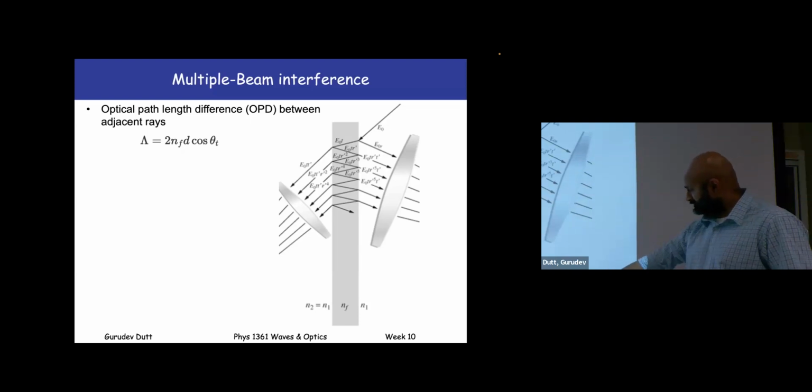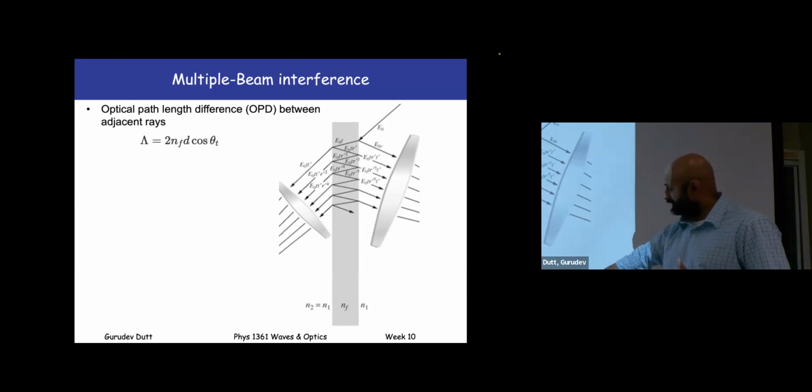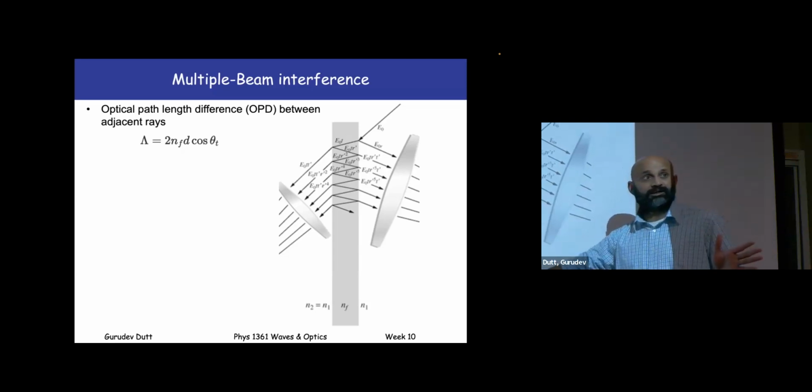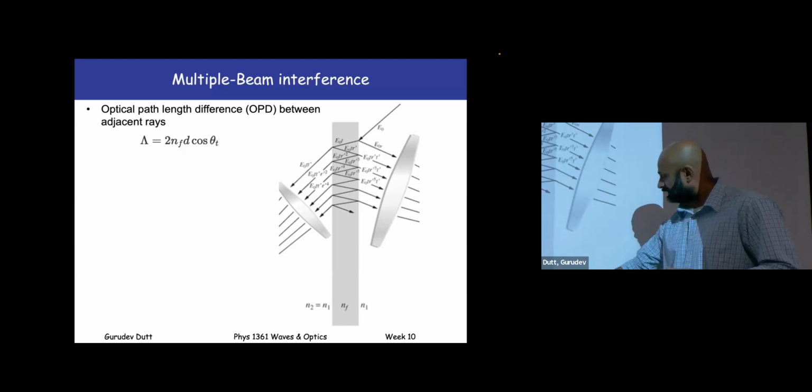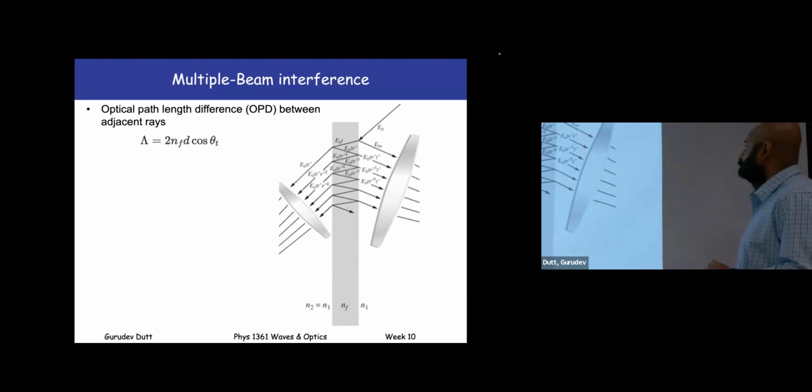So, by the way, here's our situation. This is N1, the refractive index over here. N2 on the other side, we set equal to N1 for simplicity. You can do the more general case, but we won't deal with that here. And then this is NF, the film refractive index.